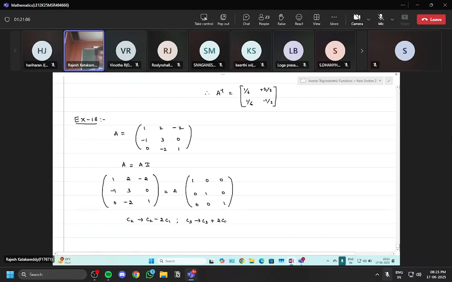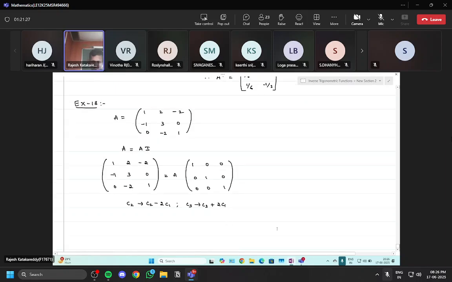Listen to me carefully. If I apply C2 changes to C2 minus 2C1, and then I write C1 changes to minus 2 times C1 plus C2, that is not allowed. Same thing you are applying there as well. That is not allowed. Keep that in mind. So quickly tell me, making change in the column.